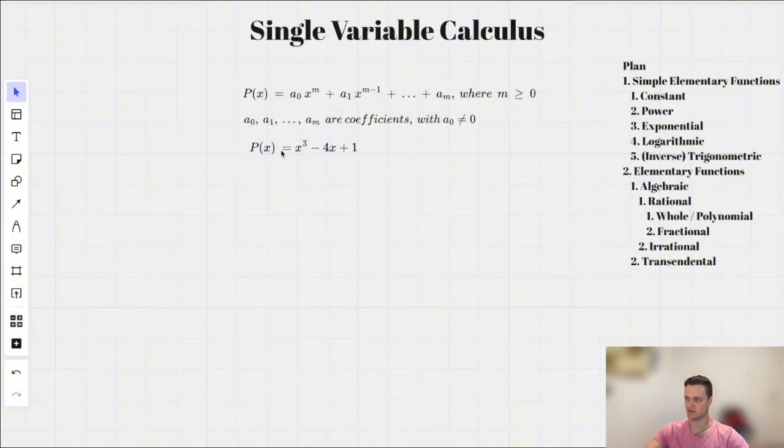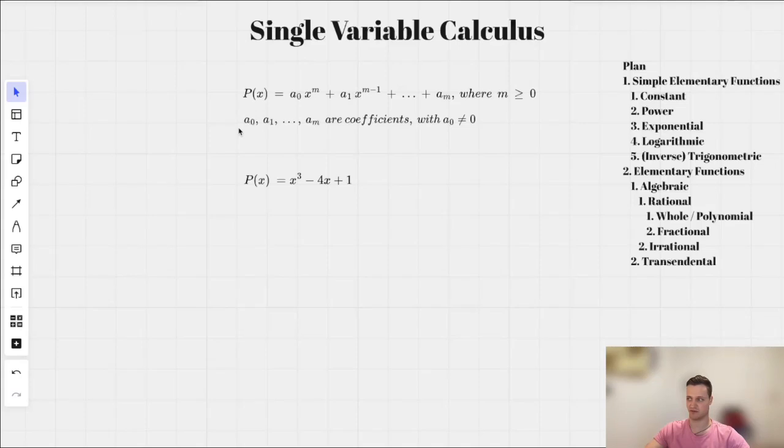So I think this example may be way more friendly to you than this complex general formula, but this means nothing more than a polynomial. It's also called a polynomial function, like whole rational function. This is a sum of x to each power, from x to the power of 0 to x to the power of m, with coefficients a.